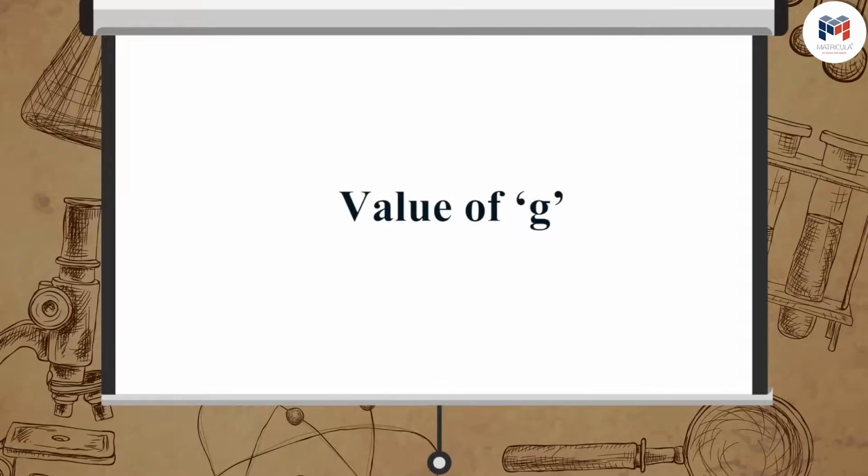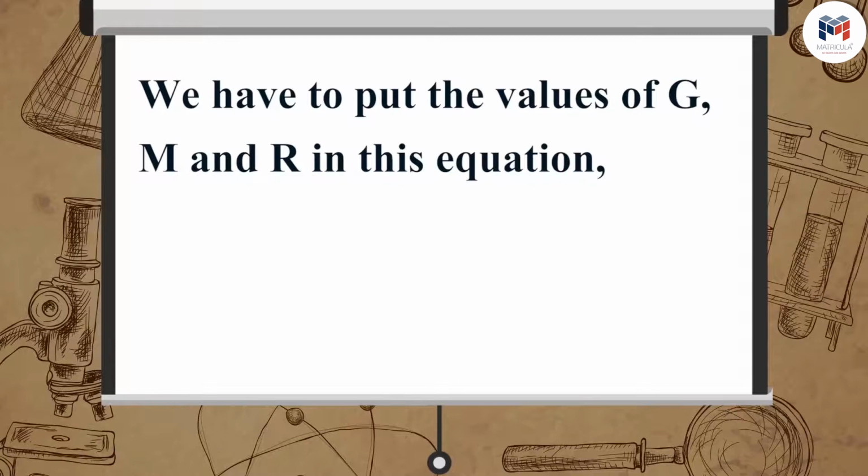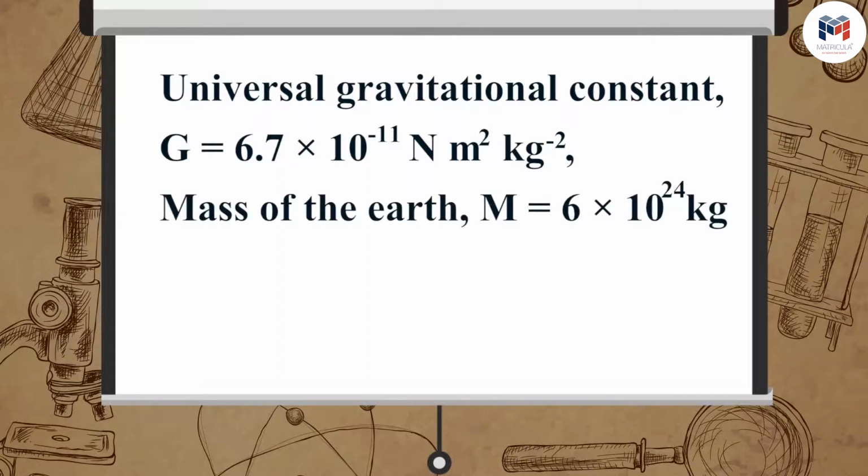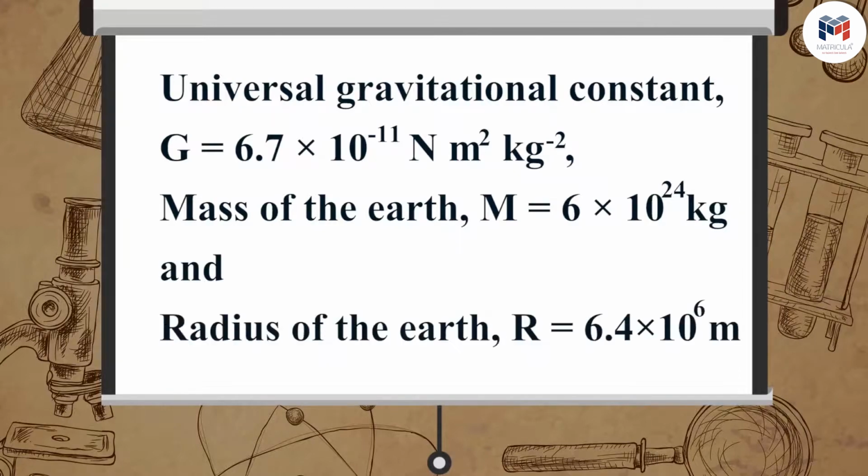Now, let's see how we can calculate the value of g. To find out the value of g, we have to put the values of G, M and R in this equation: g is equal to G M upon R square. Universal gravitational constant G is equal to 6.7 multiplied by 10 raised to minus 11 Newton meter square per kilogram square. Mass of the Earth M is equal to 6 multiplied by 10 raised to 24 kilograms, and radius of the Earth R is equal to 6.4 multiplied by 10 raised to 6 meters.